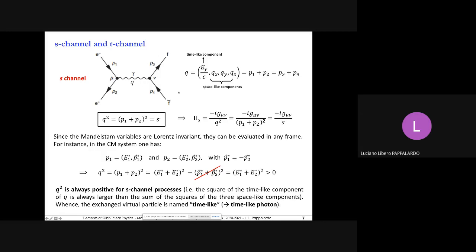And this means, if you remember back our first lesson in relativity, that the square of the time-like component of q is always larger than the sum of the squares of the 3 space-like components. So overall, the result is positive when you take the square. And for these reasons, the exchanged virtual particle is named time-like. So in this case, we say that a time-like photon is exchanged. So s-channel implies a time-like photon and a q² equal to the s Mandelstam variable.